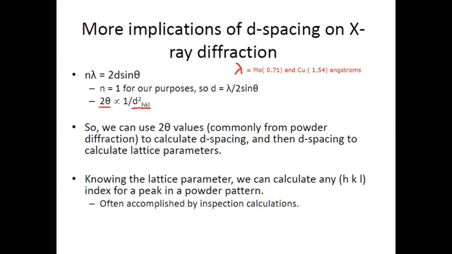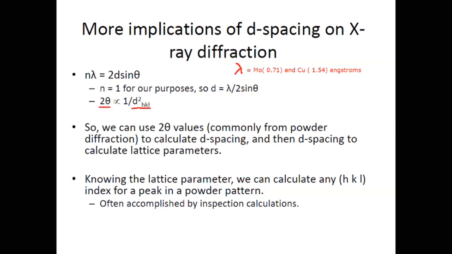So lower theta, you get larger d spacing. At higher theta, you get smaller d spacing. So if you know the two theta values and you know your lambda, you can calculate the d spacing. And this is what's commonly done when we use X-ray powder diffraction.